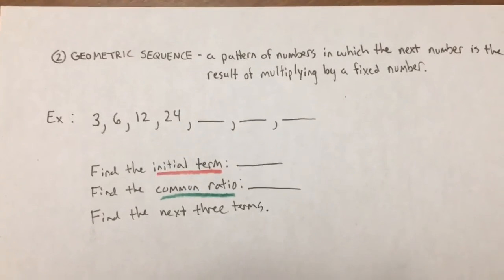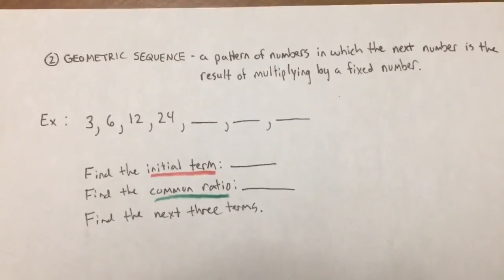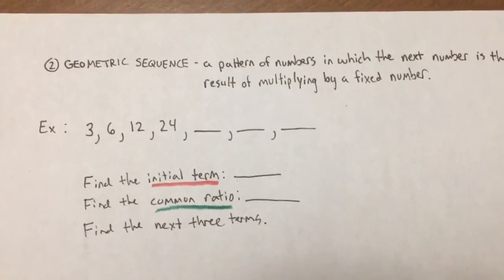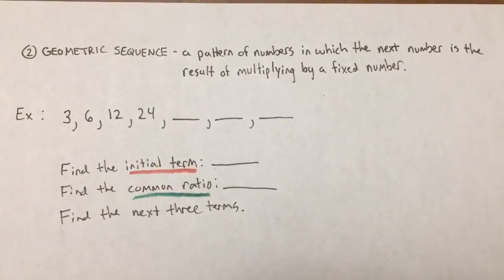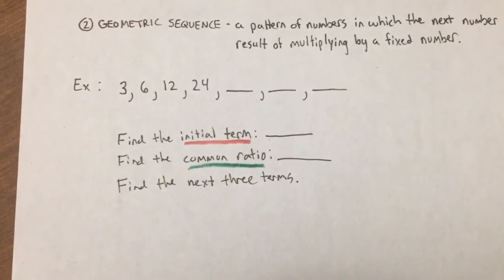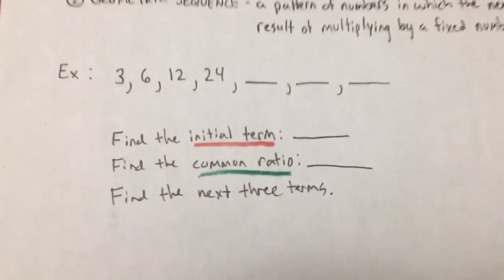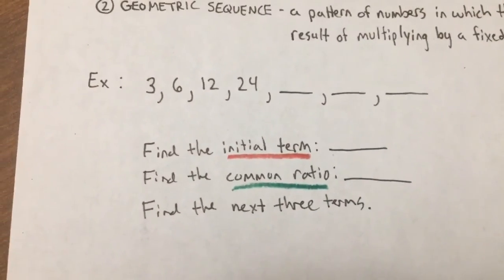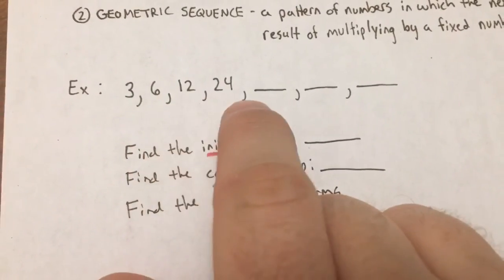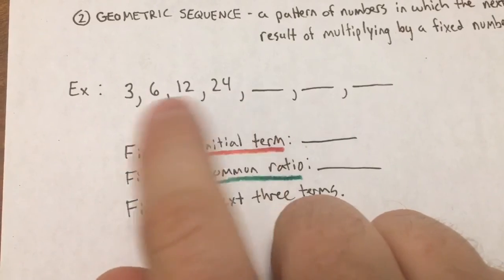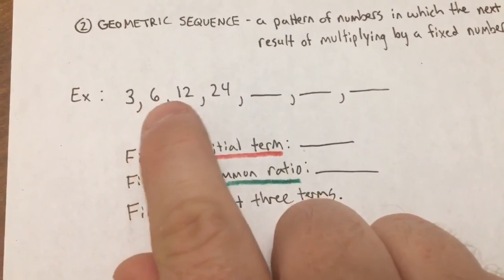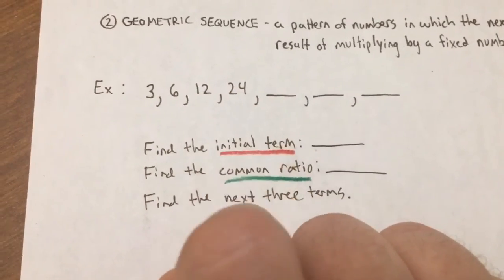The second type of sequence we will be looking at in this lesson will be called the geometric sequence. So the geometric sequence is a pattern of numbers in which the next number is the result of multiplying by a fixed number. So this example down below is a perfect example of that. Now, if we were to try to use the arithmetic rule, we see that it's not the same number that we're adding by every single time. But if you look carefully here, we see that there is a pattern. It looks like the numbers are doubling in value.